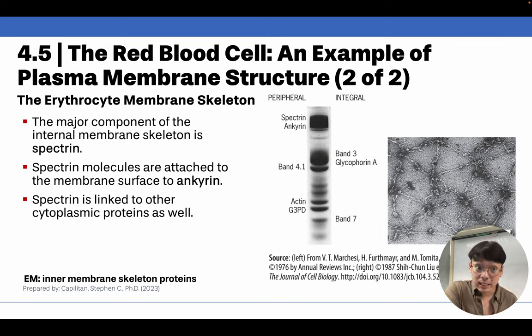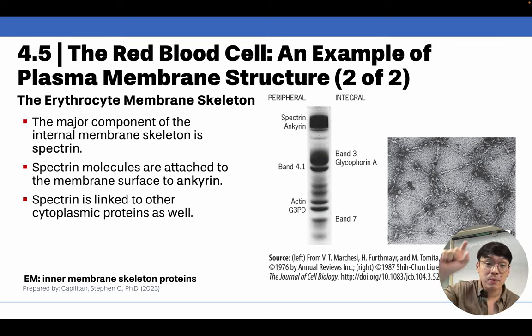The erythrocyte membrane has its skeleton. The most common component in this internal membrane skeleton is spectrin. Spectrin molecules are attached to the membrane surface by ankyrin, and spectrin is linked to other cytoplasmic proteins as well. So we see here the plasma membrane of the human erythrocyte, using a scanning electron micrograph of human erythrocytes. In letter B, you'll see a micrograph showing the plasma membrane ghosts, which were isolated by allowing erythrocytes to swell and hemolyze.